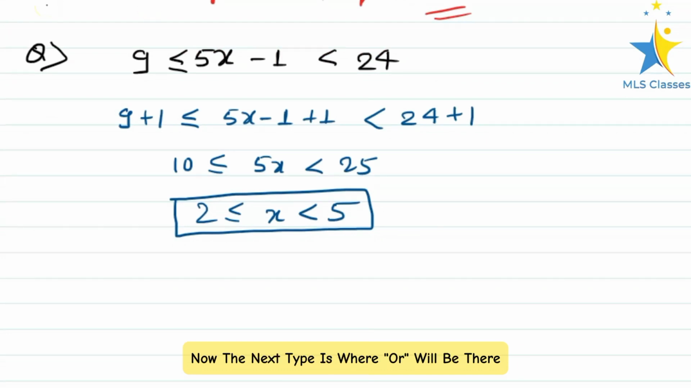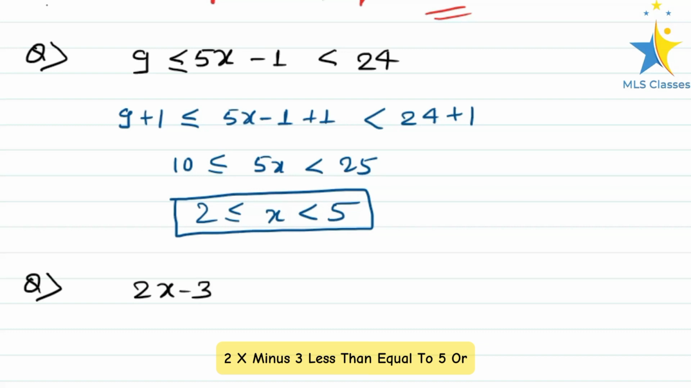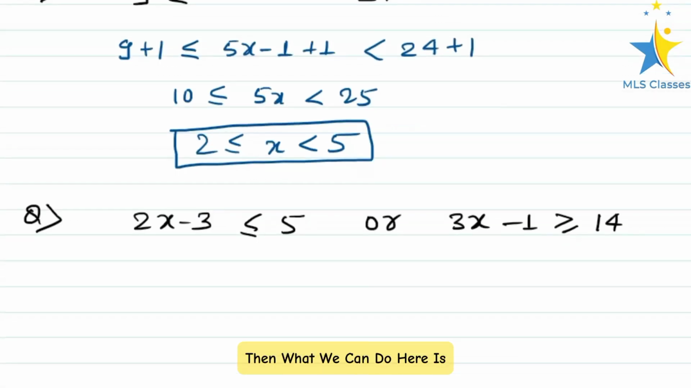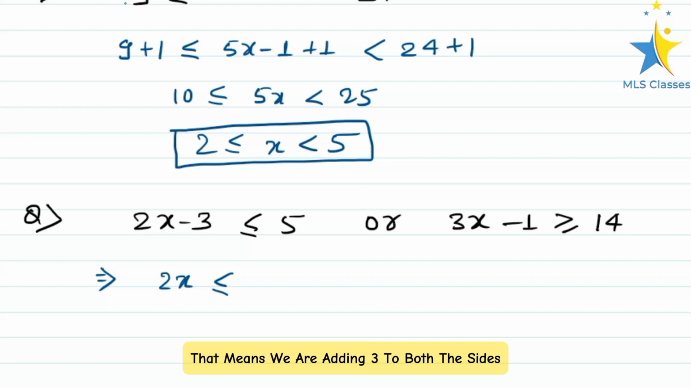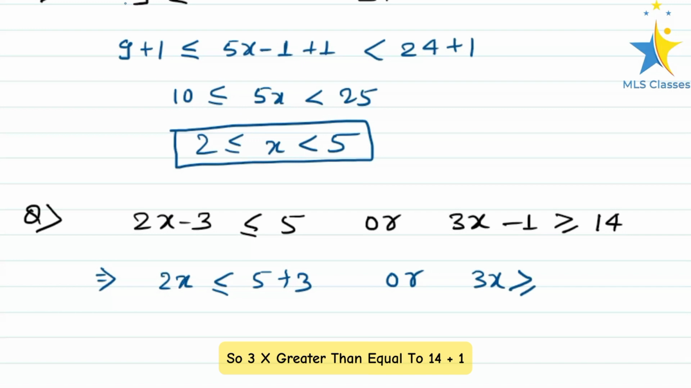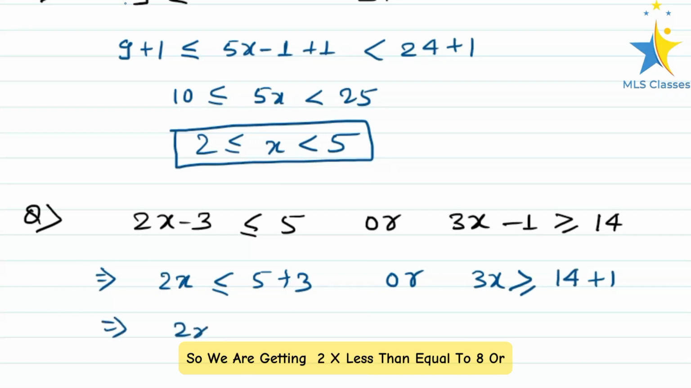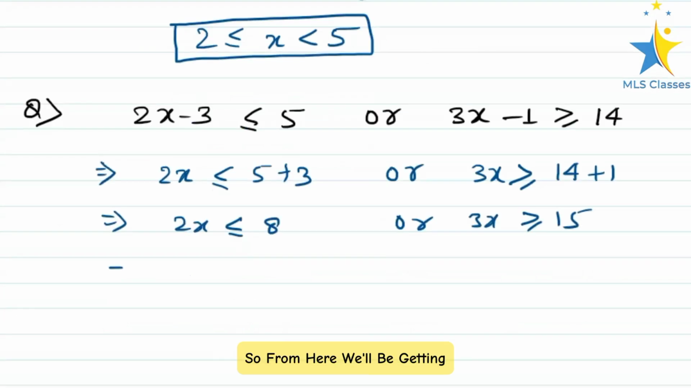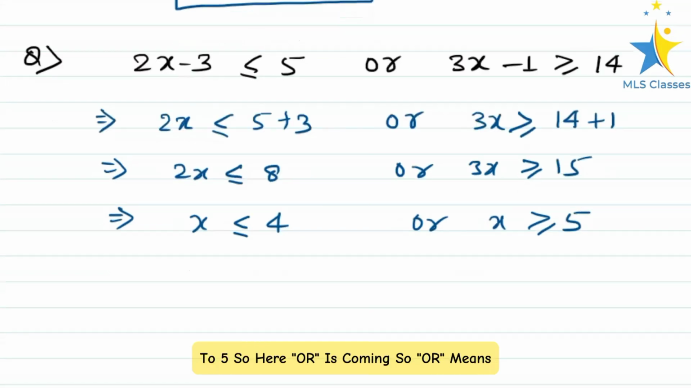Now the next type is where "or" will be there, like 2x minus 3 less than or equal to 5, or we can take 3x minus 1 greater than or equal to, suppose, 14. Then we can solve it as 2x less than or equal to 5 plus 3, that means we are adding 3 to both sides. Here we will be adding 1 to both sides, so 3x greater than or equal to 14 plus 1. So we get 2x less than or equal to 8 or 3x greater than or equal to 15. From here we get x less than or equal to 4 or x greater than or equal to 5. So here "or" is coming.